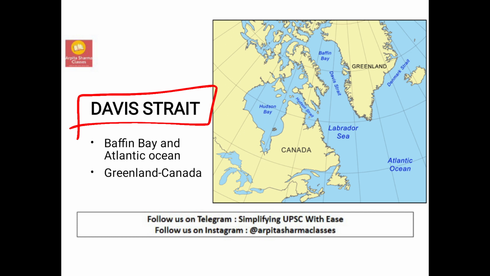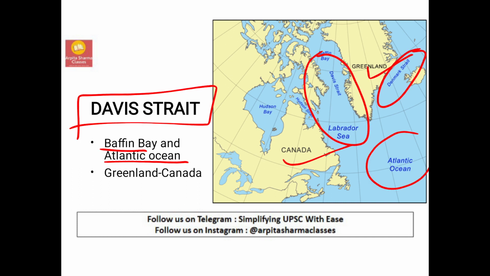It is present between Greenland and Canada. So it will be present somewhere here. See, this is Canada and this is Greenland. Greenland is also called Denmark. Okay. See, you saw the Denmark Strait before this. And this is present between what and what? Baffin Bay and the Atlantic Ocean. You can see the Atlantic Ocean here and the Baffin Bay here.